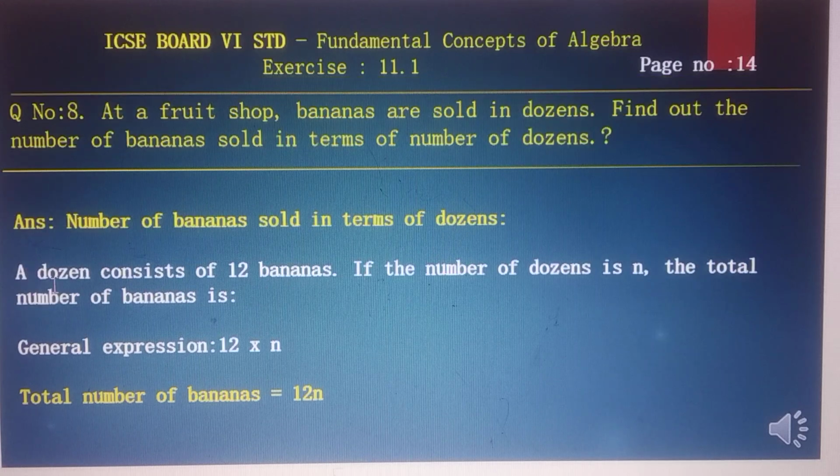And finally, question number 8. At a fruit shop, bananas are sold in dozens. Find out the number of bananas sold in terms of the number of dozens. A dozen consists of 12 bananas. If the number of dozens is n, the total number of bananas is the general expression 12 into n. The total number of bananas is 12n. That is the final answer.